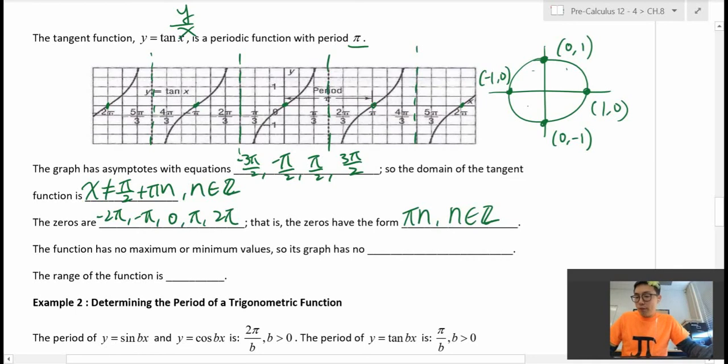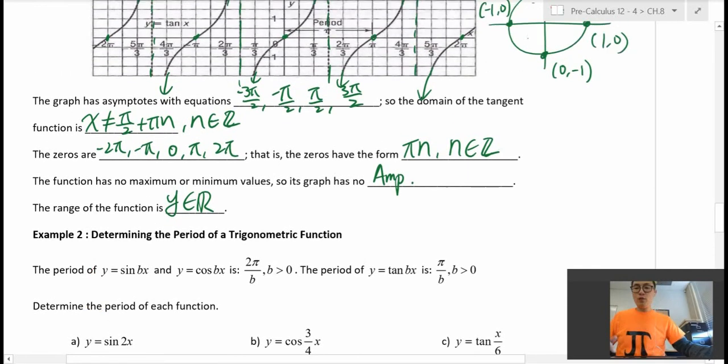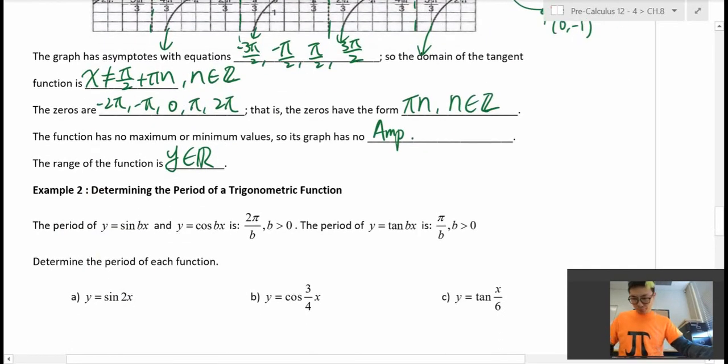Now you can see this graph does not have a maximum and minimum because this graph actually keeps going up forever and keeps going down forever. Okay, like that. Going down, going up, going down, and so on. Okay, it just keeps on going forever. So there's no maximum or minimum, and therefore there's no amplitude, because amplitude is the distance between the center line and maximum, but we don't have one. The range in this case is all real numbers because it keeps on going forever up and down. Okay, so that's the tangent graph. It's quite different from sine and cosine.